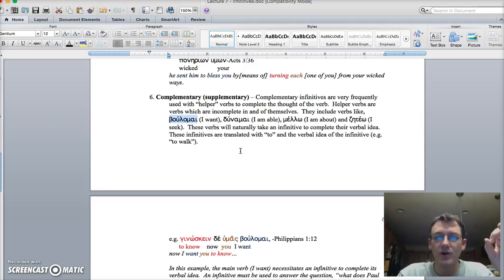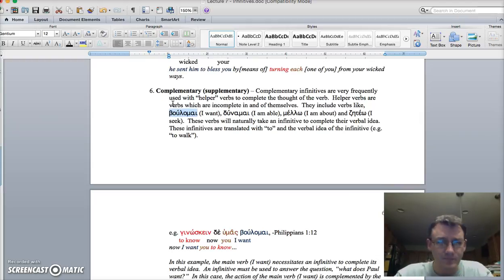Usually the causal participles and the manner, all those kinds, are going to have a subject with them because he suffered, right? And it's going to turn more into just a straightforward kind of verbal construction in English. The complementaries are just going to be like we would see in English. I want to run. I am able to run. I am about to run. I seek to run. All right.